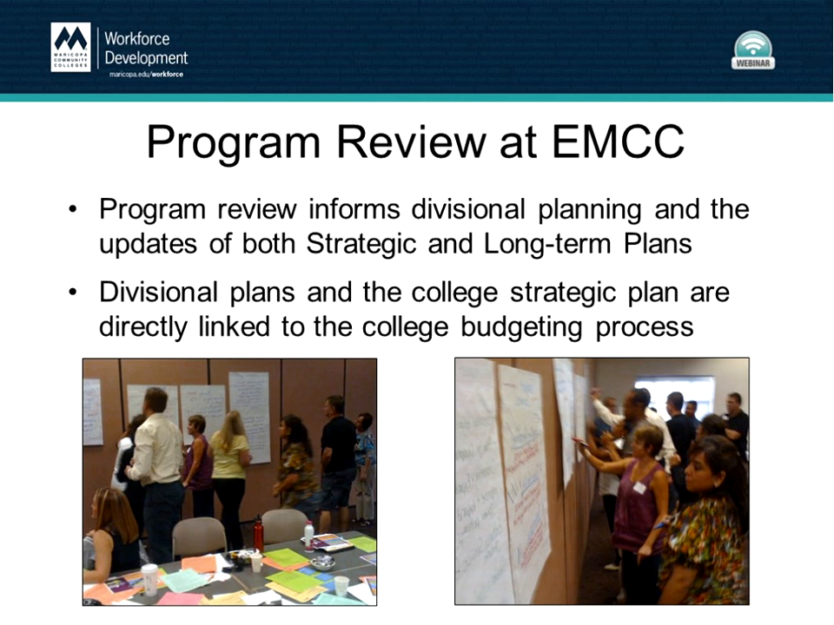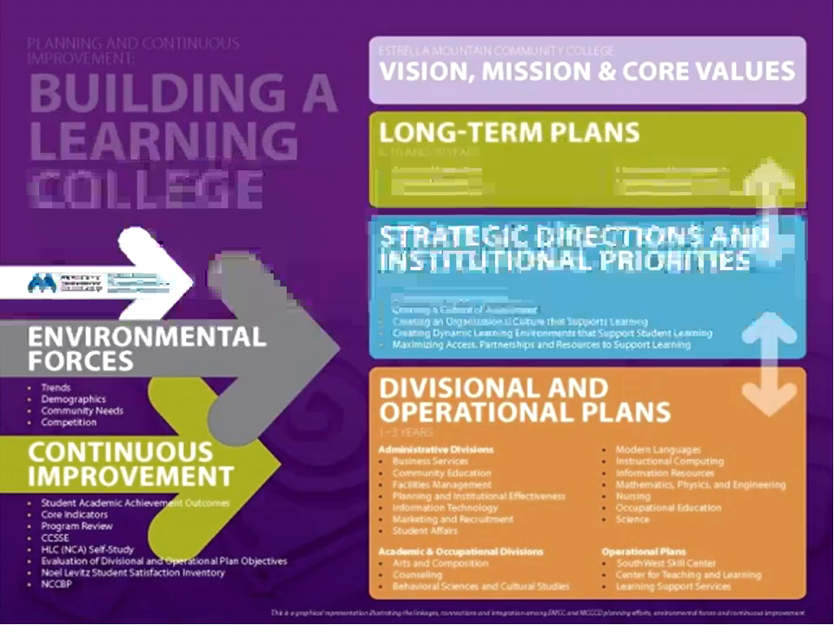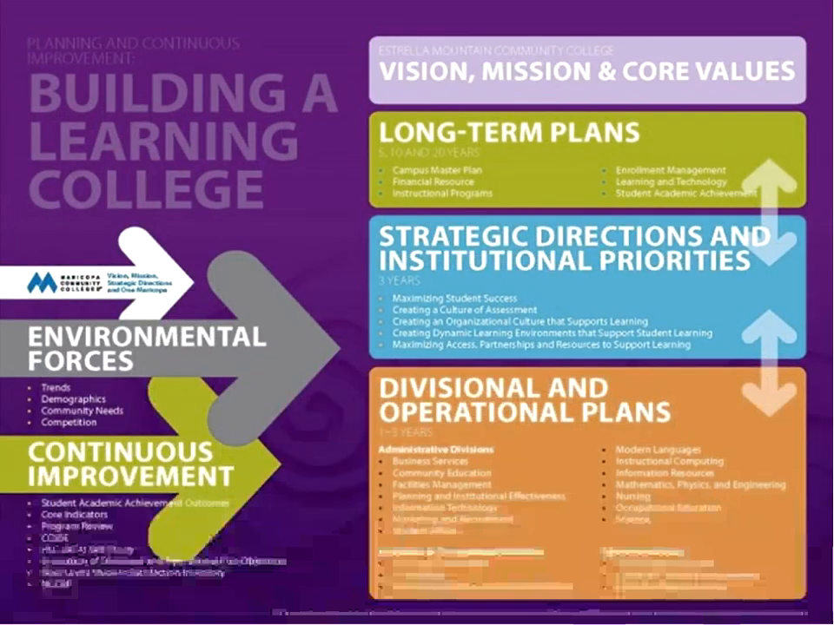The information that they had put together in their program reviews was then being elevated to the next operational level, which then is elevated to the college level. And as you can see here, it was really important for us to make sure that program review is integrated into the college planning cycle. And you can kind of see off to the left, continuous improvement, where program review is directly linked to division and operational plans.